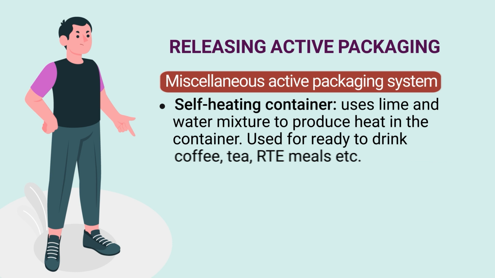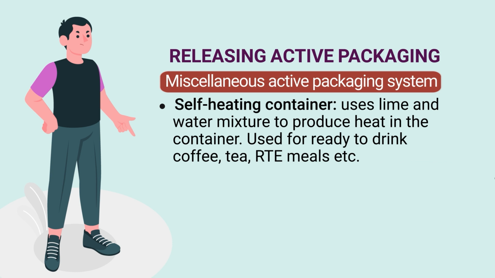I also mentioned a third category of active packaging system, that is miscellaneous active packaging system, where I gave the example of self-heating container. There is a demand from consumers for ready to eat or ready to drink products in the form of self-heating containers. There the lime and water mixture is used. When these two react, that will produce heat and that will keep the product in hot condition. So that can be used.